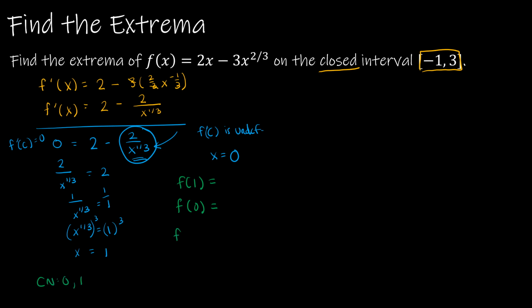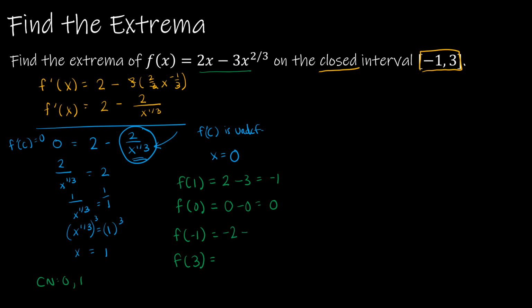But I also have to plug in -1 and 3 to determine min or max. So again, I'm just using this function right here. I'm saying 2 times 1, which is 2, minus 3, and then 1 to the 2/3. Well, obviously, the cubed root of 1 is 1, squared is 1, so that's just 2 minus 3. And I get -1. If I plug in 0, that's just 0 minus 0, which is 0. So that one's easy. If I plug in -1, I get 2 times -1, which is -2.